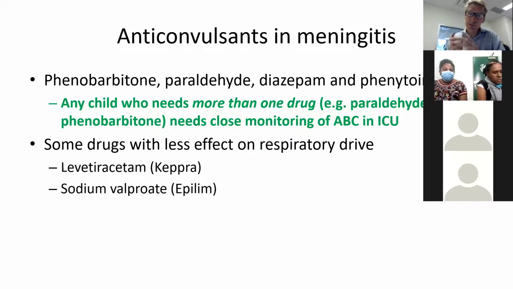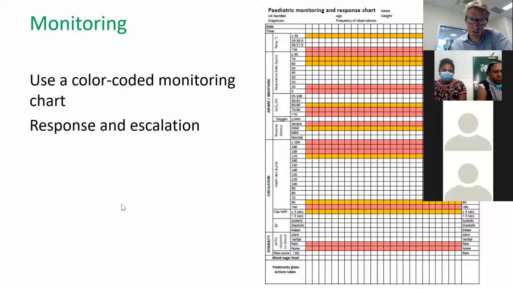treat epilepsy, but they also treat children who've got status epilepticus, who have meningitis or encephalitis. And these are probably in some ways safer drugs than the other drugs that we had because they have less effect on respiratory drive. But if you're going to use diazepam or phenobarbital or paraldehyde or phenytoin, that's fine, but you just need to manage the child in the ICU where they can get close monitoring.